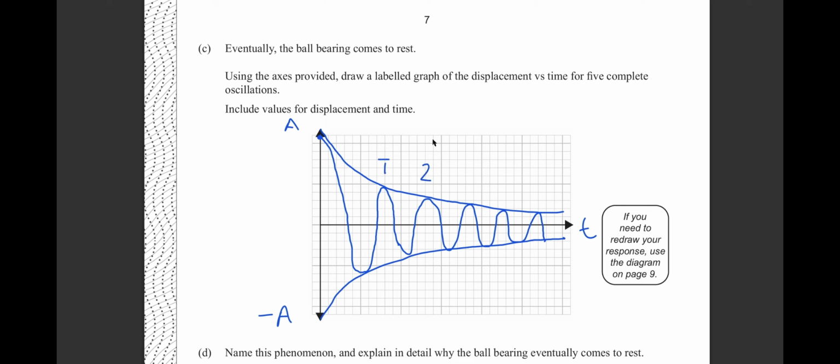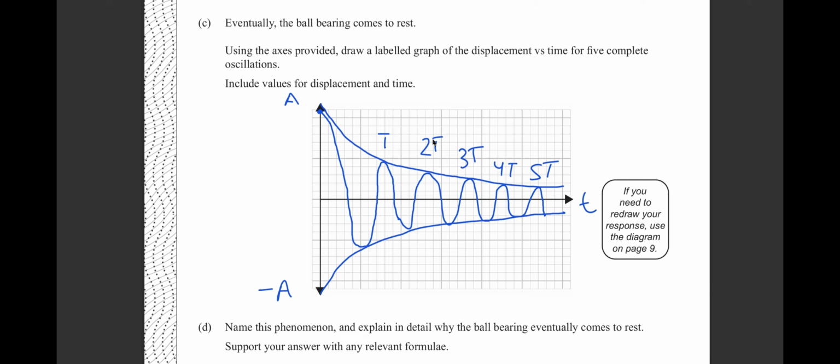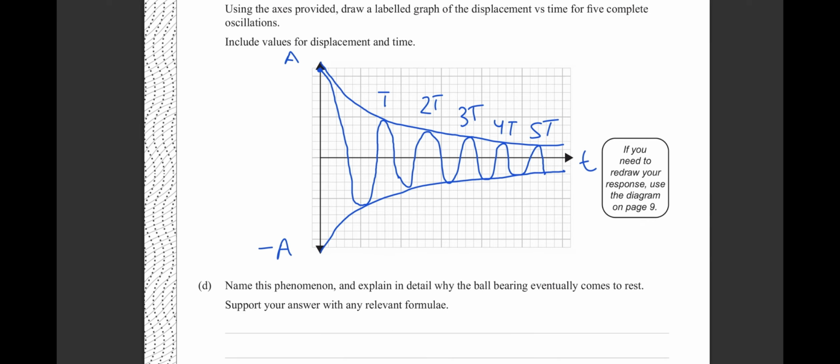That's going to be T, 2T, 3T, 4T, 5T. The key idea is that as long as you have an exponential decay and you have T, 2T, 3T, 4T, 5T all labeled, you should be all right. It's really bad, and it might be easy on pen and paper, but I kind of suck at drawing. Anyway, let's move on to the next one.